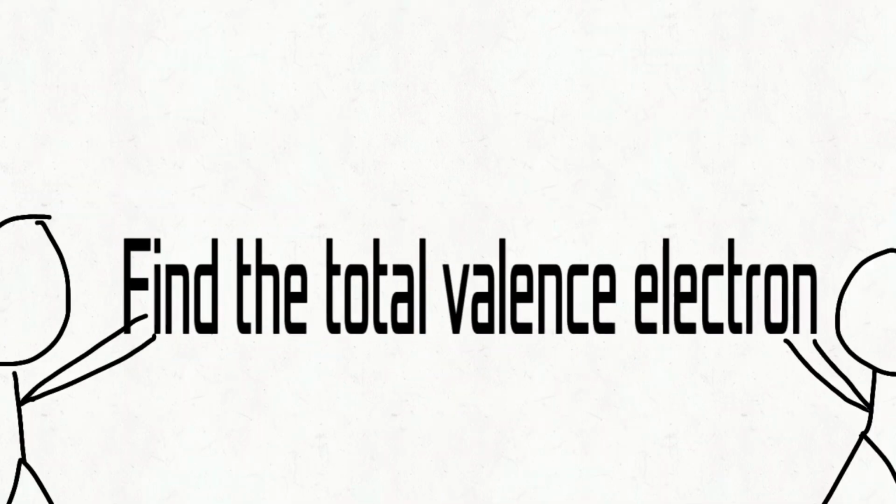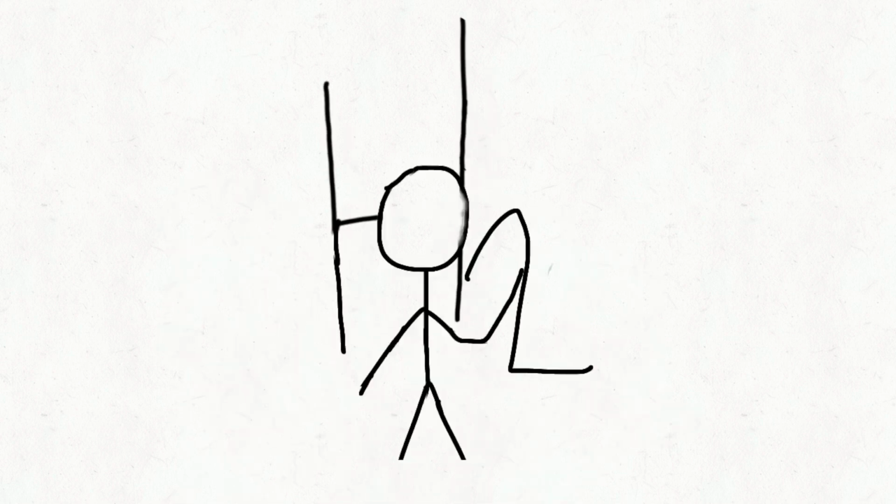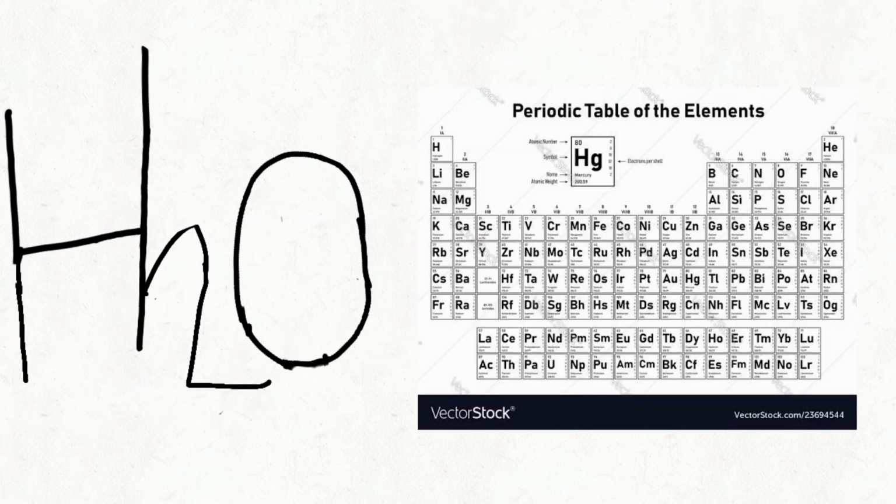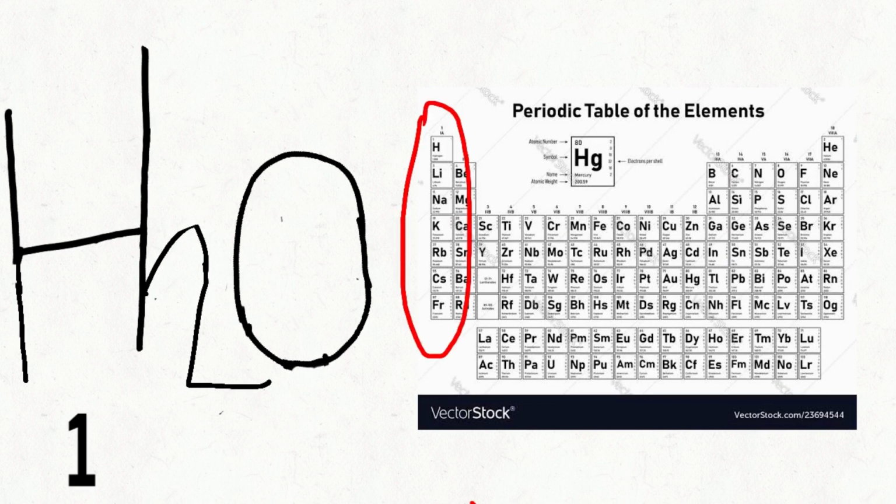Step 1. Find the total valence electrons. For example, H2O. To find the total valence electrons, we will base it on the periodic table. In the periodic table, hydrogen is in group 1, therefore it only has one valence electron. So we will write one valence electron for hydrogen.